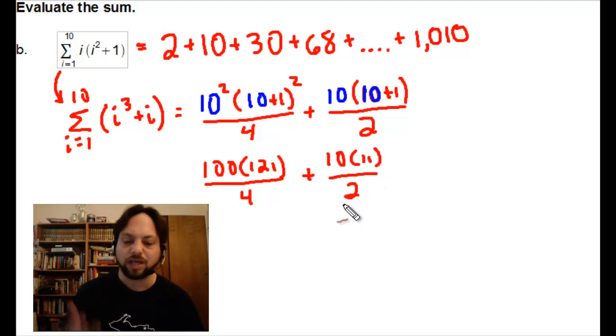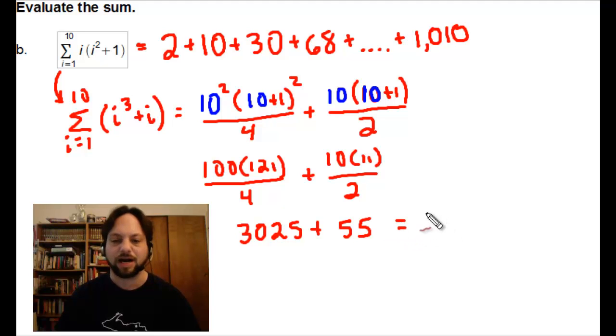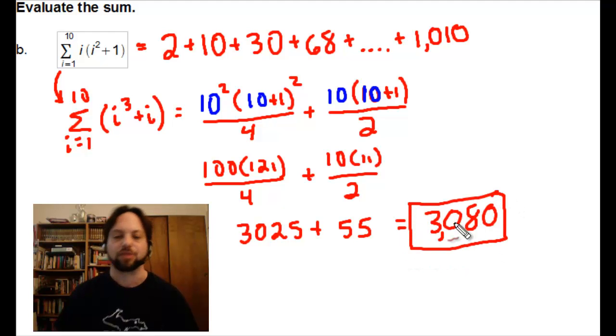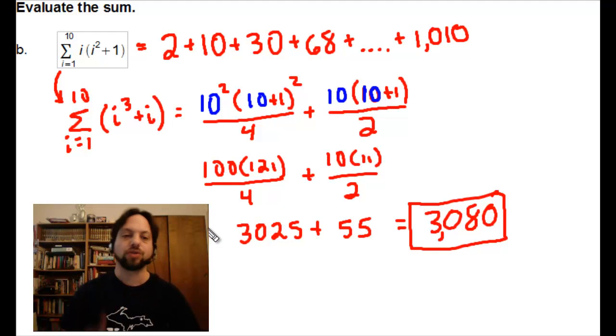And this is really not too difficult to do. This one will give me 3,025. Over here, I'll simply get 55. Add those together, and I'll get what I would have gotten if I had chosen to write out all 10 numbers and then add them up. That would be 3,080.